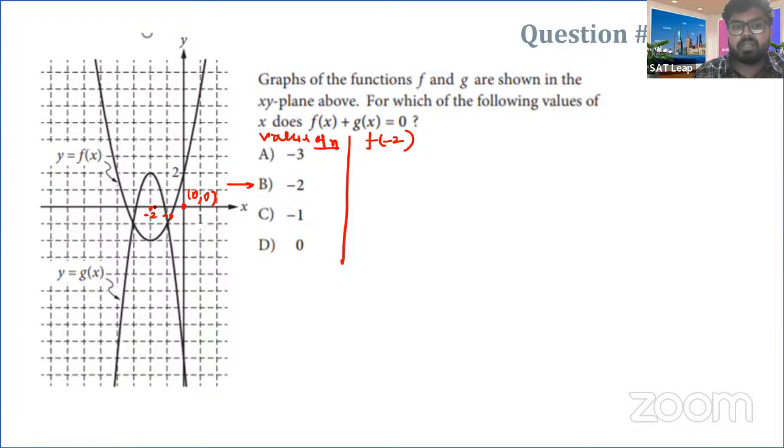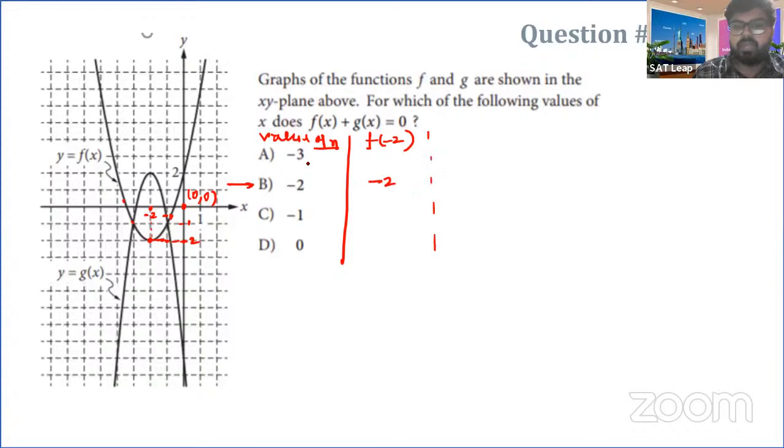f of -2, guys, f of -2 means the y value when x is -2. So the y value when x is -2 on the graph of f(x). So this is your graph of f(x), which is coming down. So when x is -2, what is the y value? If you look over here, this is -1 and this is -2, which means it is -2.